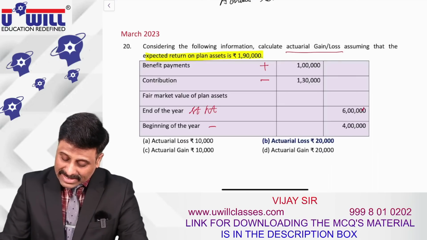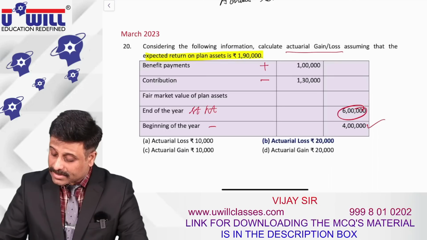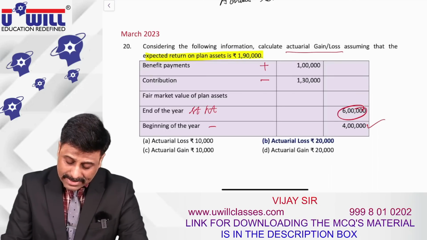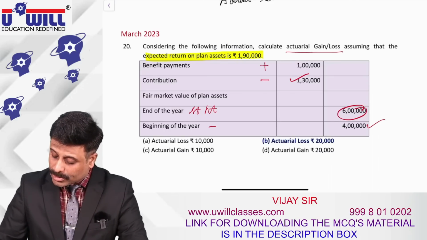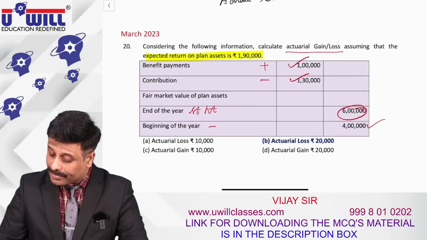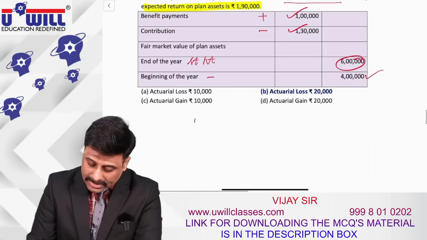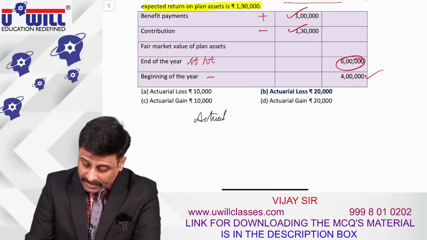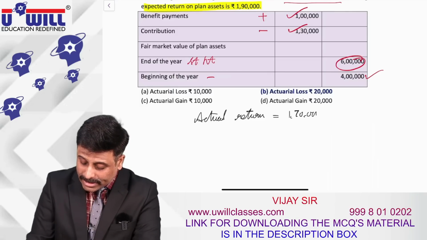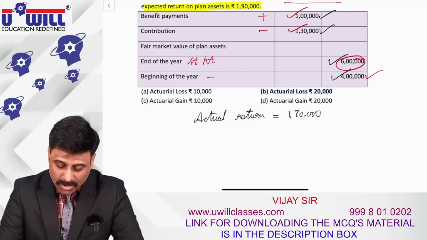We'll start from this 6 lakhs. Then minus this 4 lakhs. We'll get 2 lakhs. Minus this 1,30,000. We'll get 70,000 plus this 1 lakh. So we get 1,70,000. So actual return is 1,70,000. Okay, as I said to you, we'll start with 6 lakhs minus 4 lakhs minus 1,30,000 plus 1 lakh.